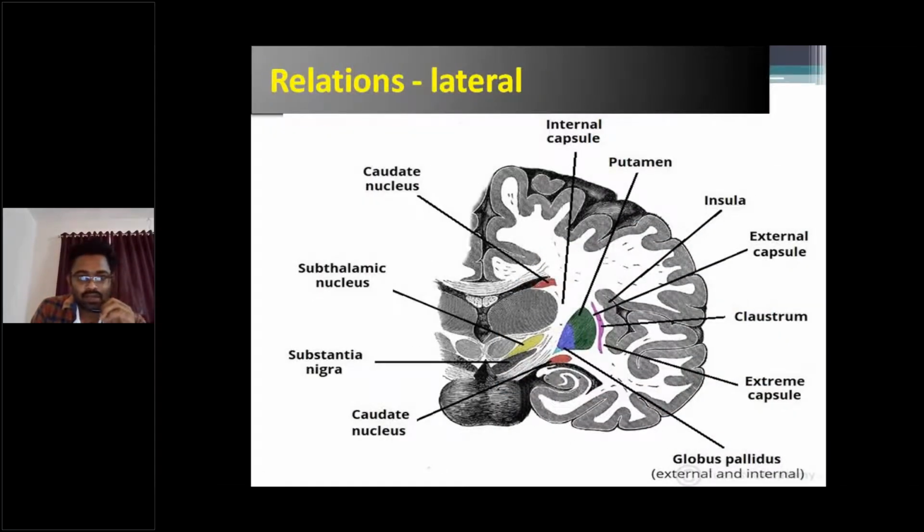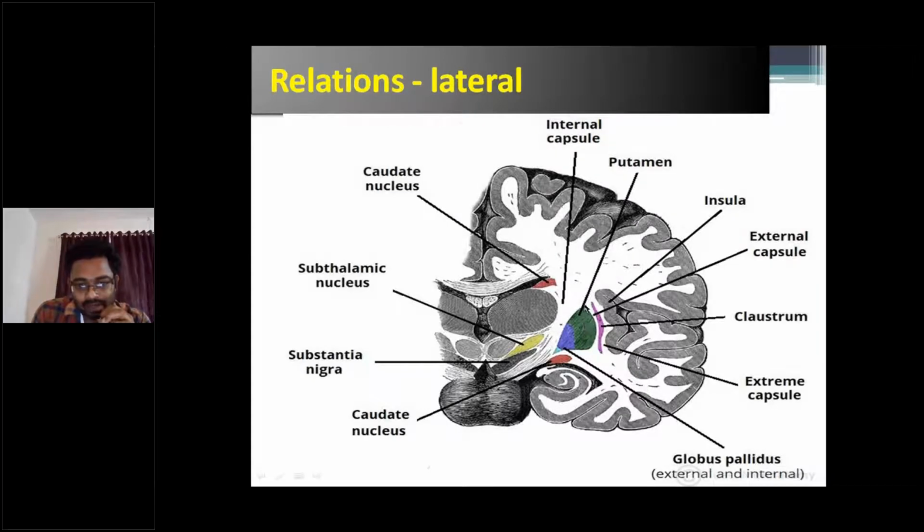So let's see one by one the relations of the lentiform nucleus. In this picture, a horizontal section of the cerebral hemisphere seen from the superior view, identify here, this is the putamen and this is the globus pallidus. This is the caudate nucleus. The caudate nucleus and lentiform nucleus are divided by the internal capsule.